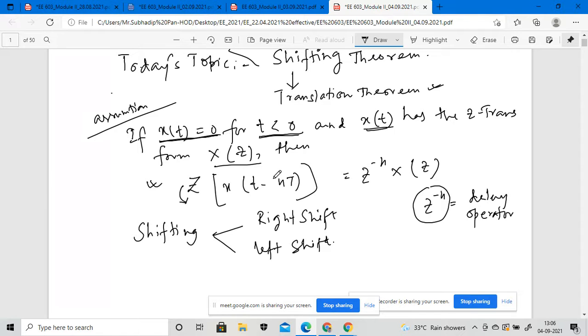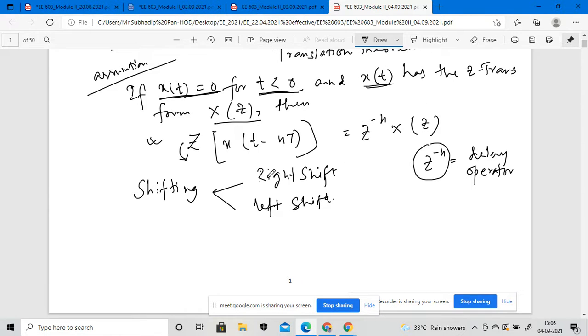Here, which type of shifting should be considered? Tell me. Is this my right shifting or left shifting? So this is my right shifting. So Z transformation of x of t minus nT, where n varies from 0, 1, 2 like this. n will be nothing but 1, 2. So if it is T, that means 2T.